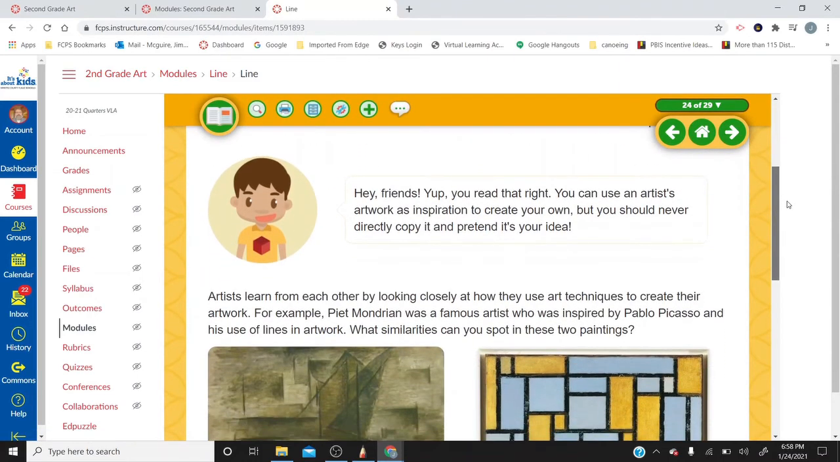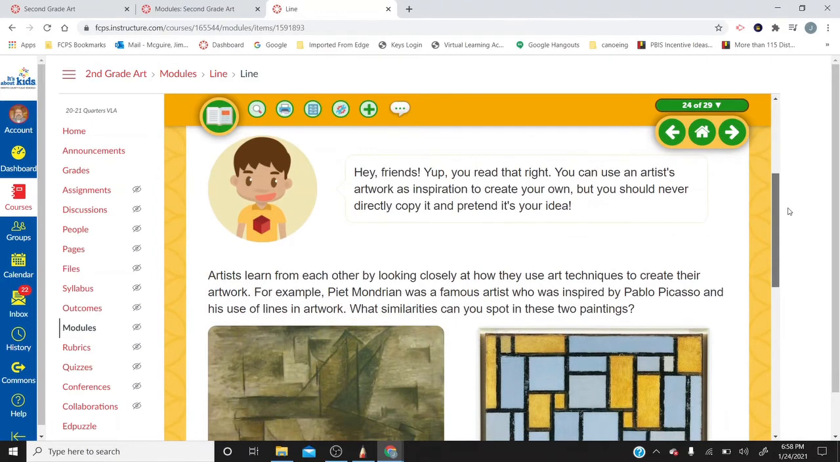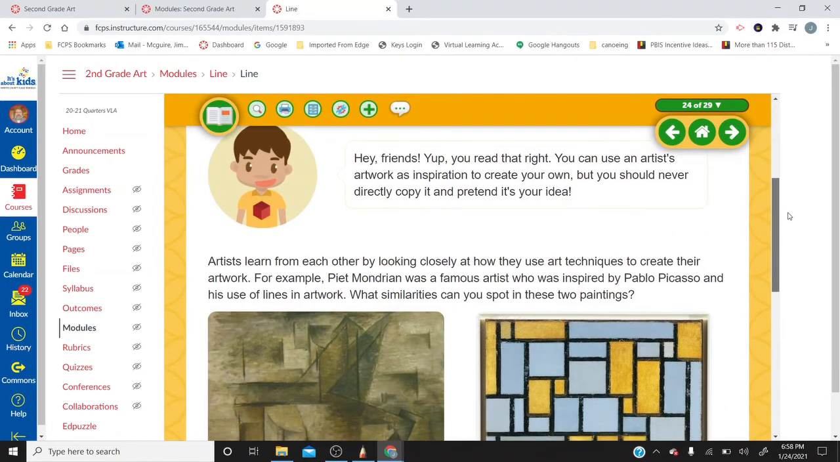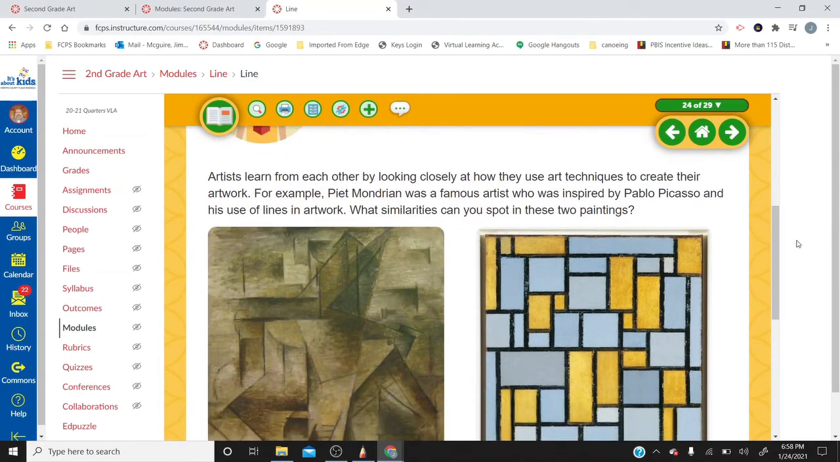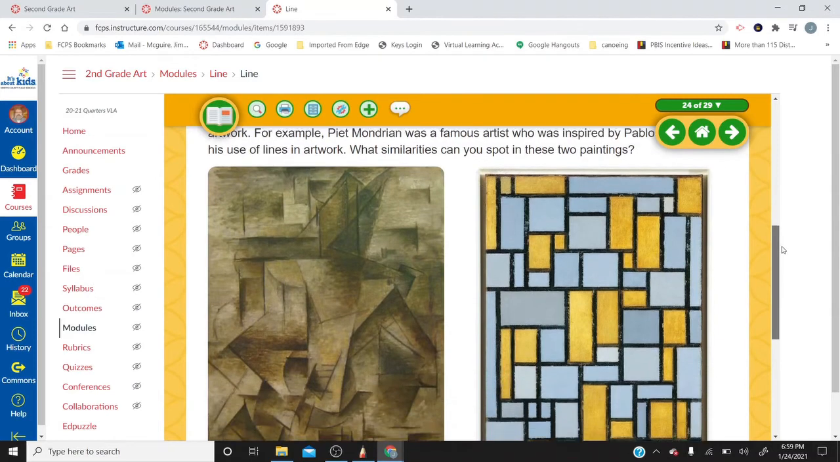Hey, friends. Yep, you read that right. You can use an artist's artwork as inspiration to create your own, but you should never directly copy it and pretend it's your idea. Artists learn from each other by looking closely at how they use art techniques to create artwork. For example, Piet Mondrian was a famous artist who was inspired by Pablo Picasso and his use of lines in artwork. What similarities can you see in these two paintings?